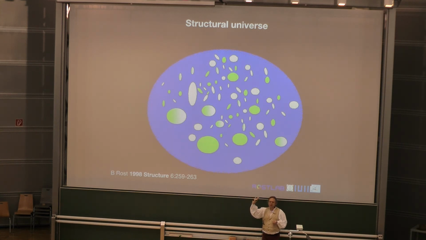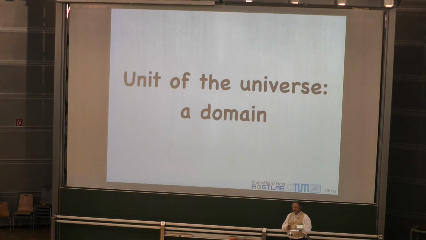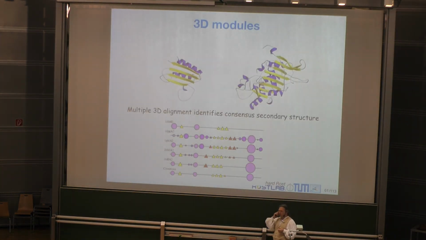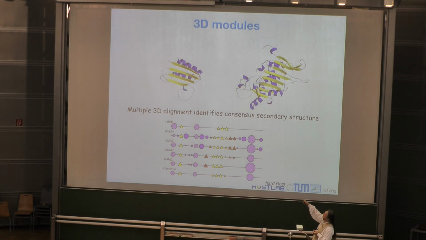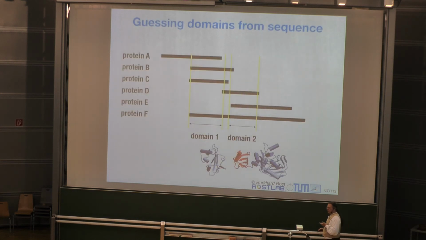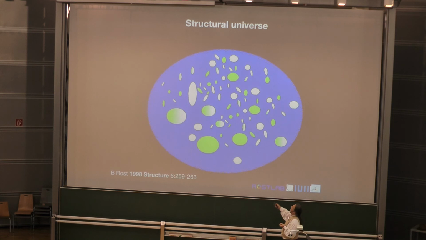Okay? Here some of these islands are green and some of them are white. The idea behind this coloring was that white islands are those for which I do not know the three-dimensional structure, and green islands are those for which I in fact experimentally do know the three-dimensional structure. And the unit of that universe then would be the domain. So this sort of cutout symbol here, that is part of this one. And that unit we can see from sequence, and essentially every one of these islands is a domain.